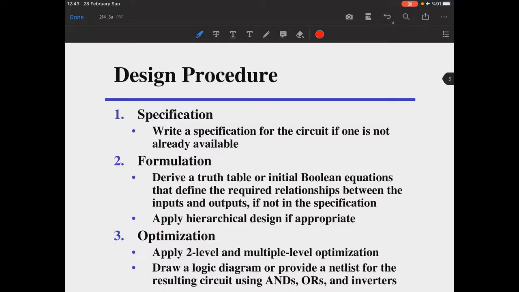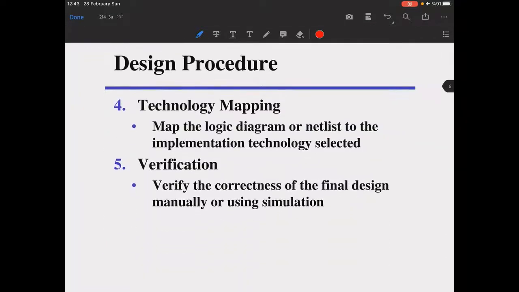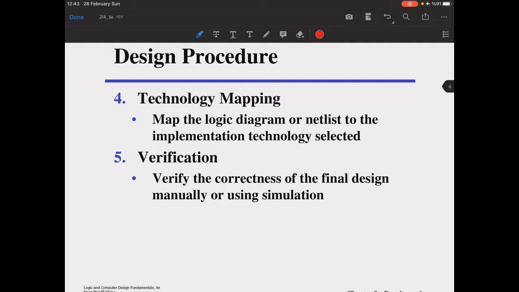And you go ahead and do the optimization in the third part, where you apply two-level and multiple-level optimization, and you draw a logic diagram or provide a netlist for the resulting circuit using the basic gates at this moment, like the ANDs, ORs, and inverters that we know from our previous sessions. Then we do the technology mapping, if it is required, where we map the logic diagram to the implementation technology selected. Maybe we will be asked to map it to NAND gates or NOR gates. It depends on the question.